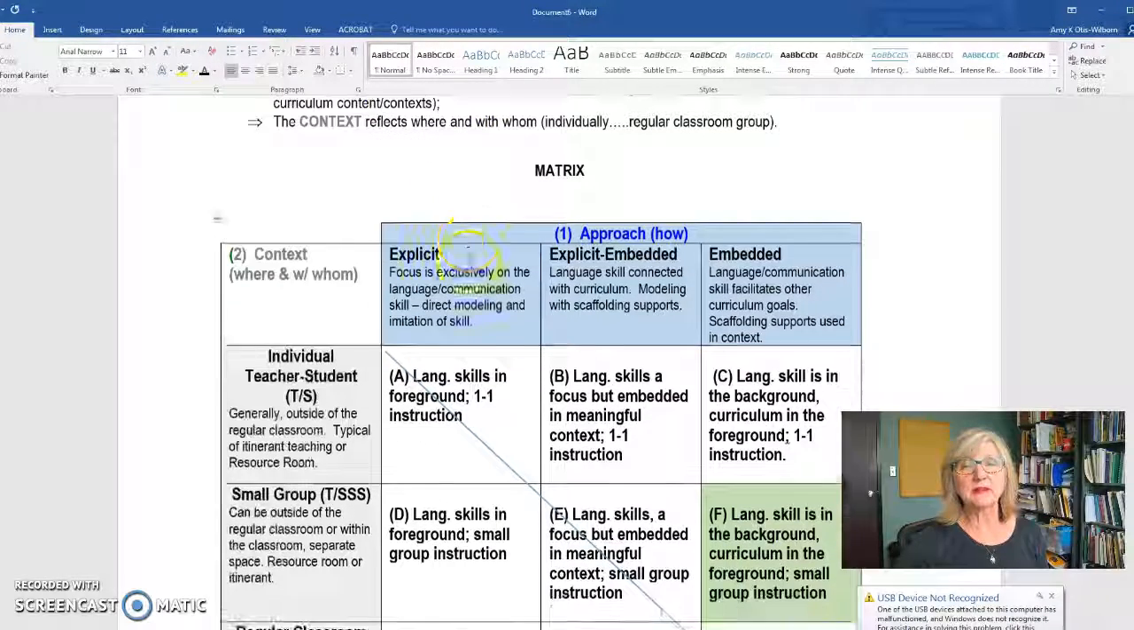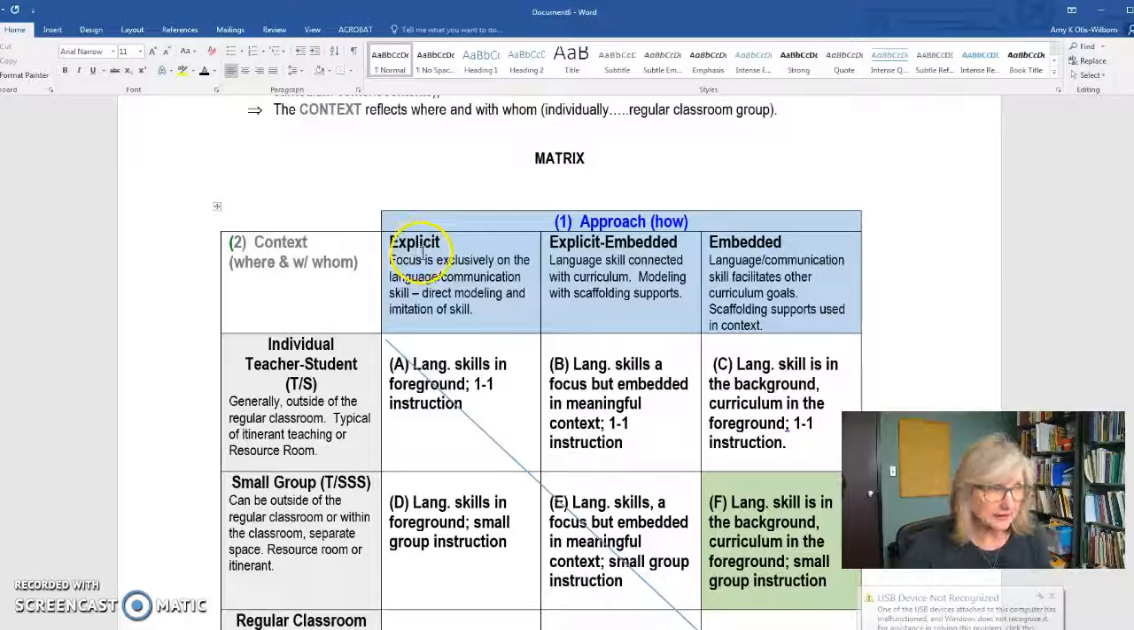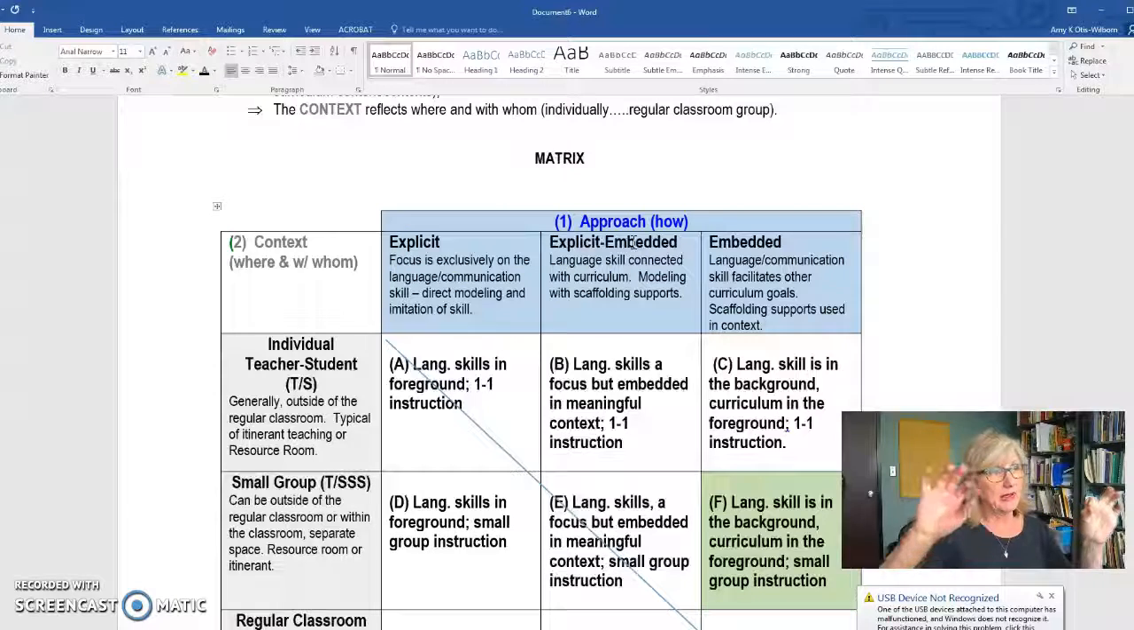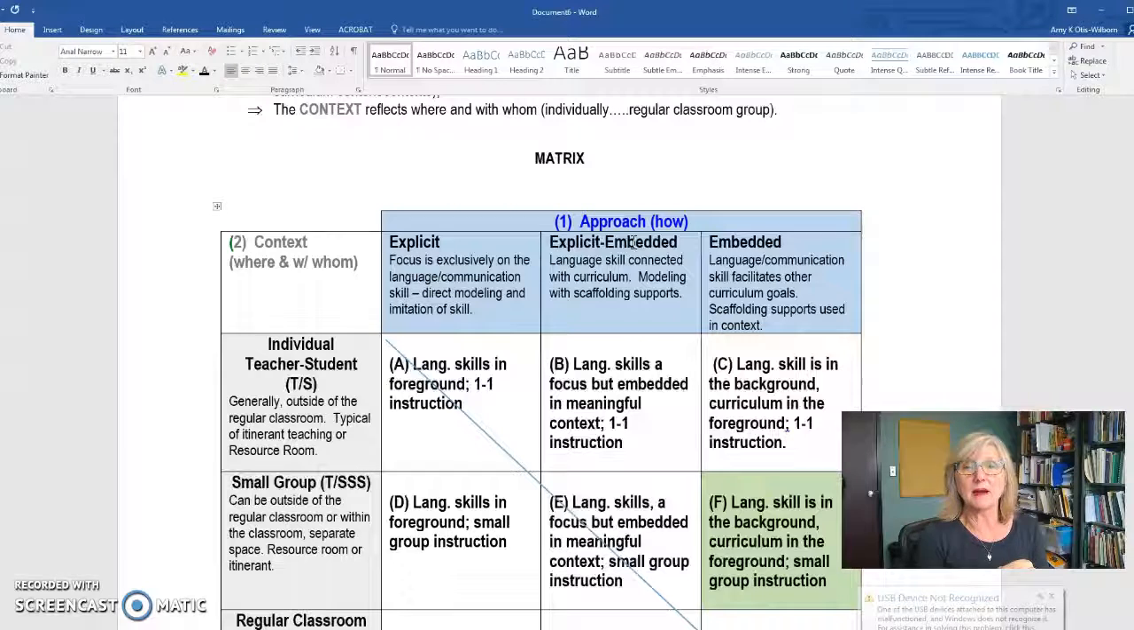The approaches that you'll read about are explicit, so I am very explicitly teaching a skill. Then the next level is explicit but embedded within curriculum content, and then fully embedded in the content. So it's sort of like the skill is in the forefront, then the skill is embedded with content, and then the skill becomes the background and the content becomes really important. So it's just levels and ways to think about the approach.